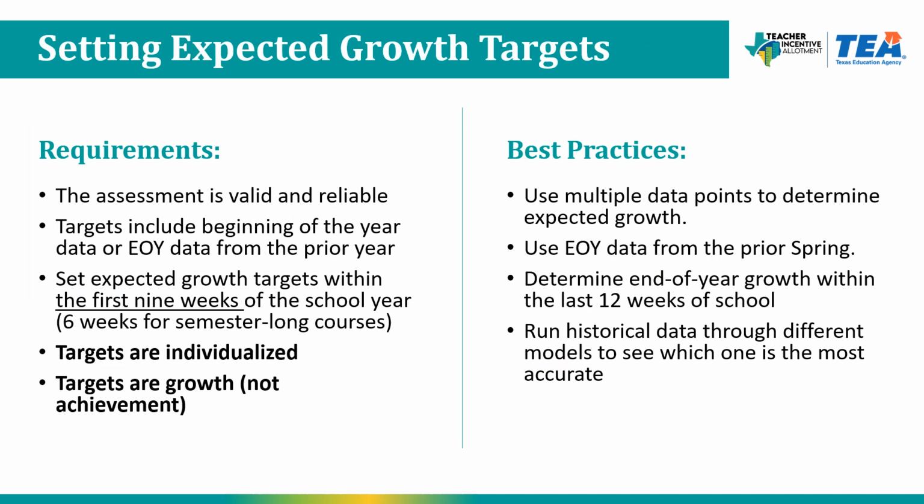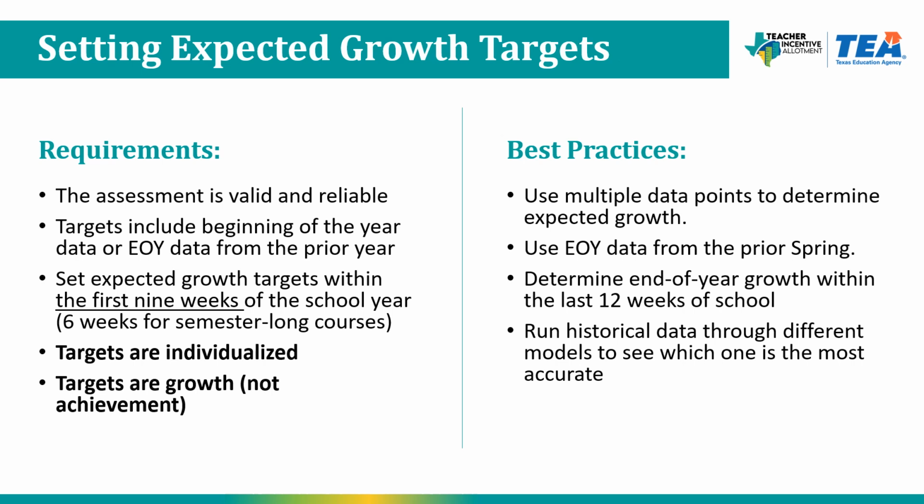All the requirements listed here are aligned to the TIA system application and the corresponding statutory requirements for student growth. These requirements are essential to ensure a fair and effective assessment of student progress. The first and foremost requirement is that the assessment used for setting these targets must be valid and reliable. This means that it is accurately measuring what it's supposed to measure and consistently yields the same results.